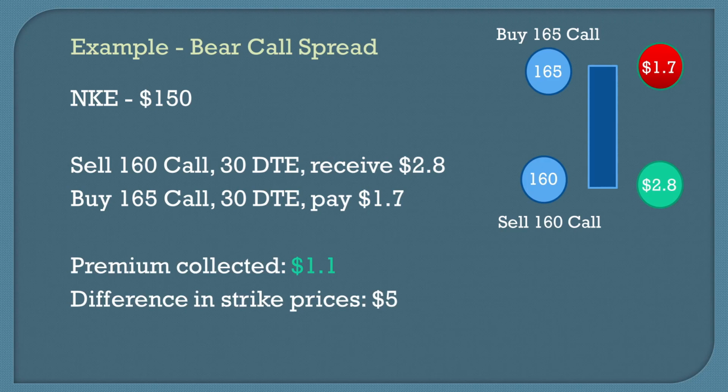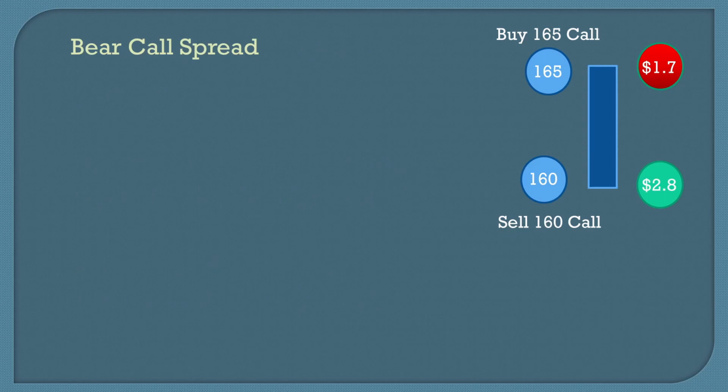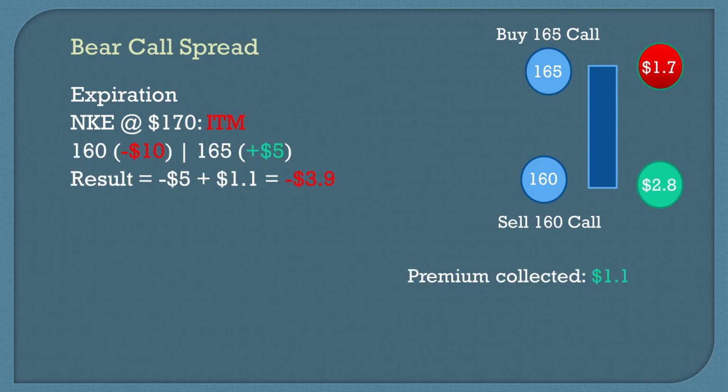So, what are the possible scenarios at expiration? If at expiration, let's say Nike is at $170, your spread is in the money. The 160 call that you sold will be at a $10 loss, and the 165 call that you bought will be at a $5 profit. As a result of this, you'll be down $5, but overall, your final loss is $3.90 as you collected $1.10 in premium from opening this spread. So when your spread is in the money, you make a loss.